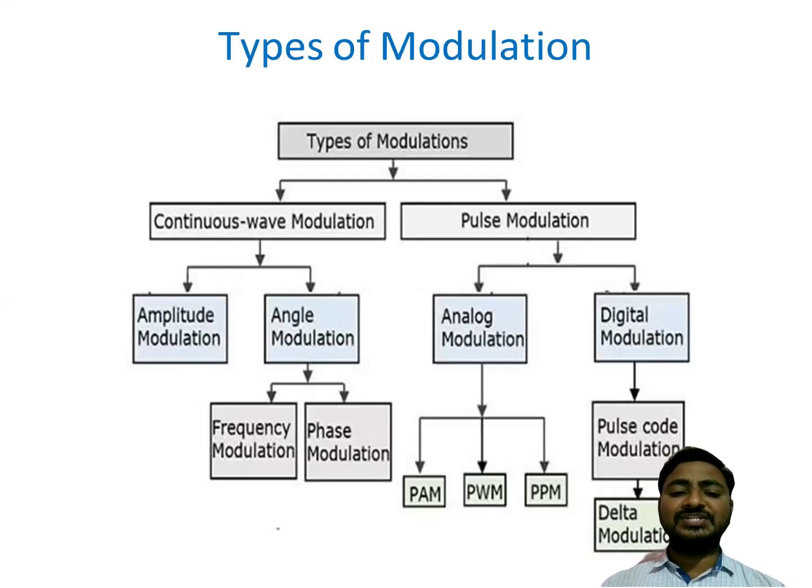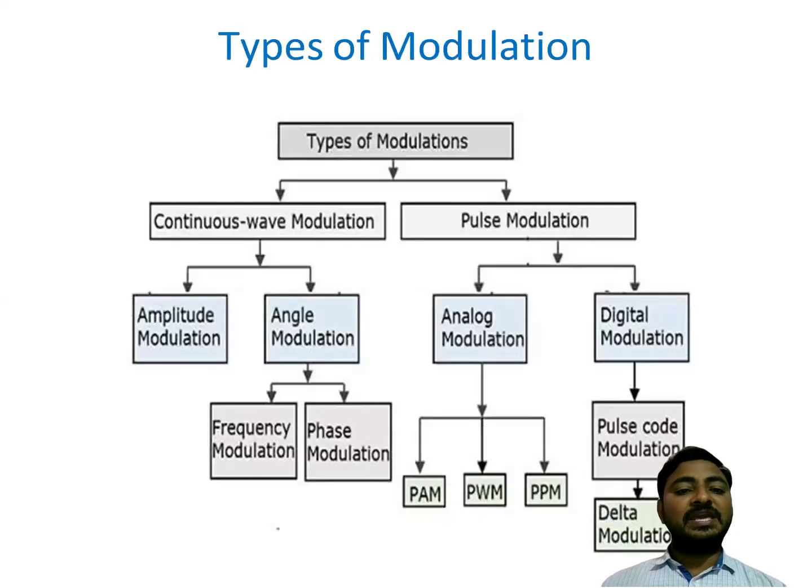Continuous wave modulation is classified as two types: amplitude modulation and angle modulation. Again, angle modulation is classified as two types: frequency modulation and phase modulation. Next, pulse modulation techniques are classified as two types: analog modulation technique and digital modulation technique. Analog modulation technique is again classified as three types: pulse amplitude modulation, pulse width modulation, pulse position modulation. Next, digital pulse modulation is classified as pulse code modulation, delta modulation, adaptive delta modulation.